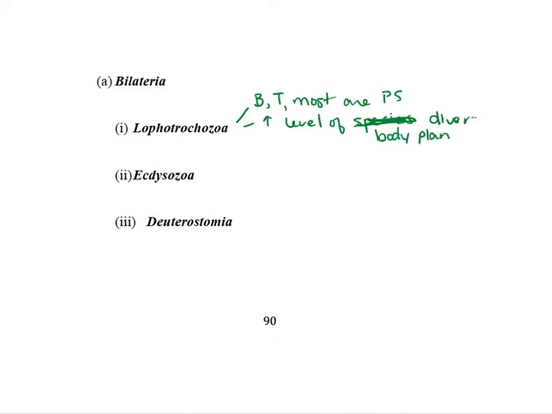Body plan diversity. Sorry, that is a mistake. And let's see, what else am I missing here? So we're going to have acoelomates, coelomates, and pseudocoelomates. And the phyla that we're going to talk about that belong to Lophotrochozoa include the Platyplates. The flatworms belong to the phylum Platyhelminthes.